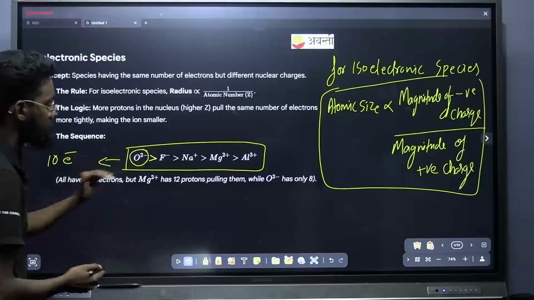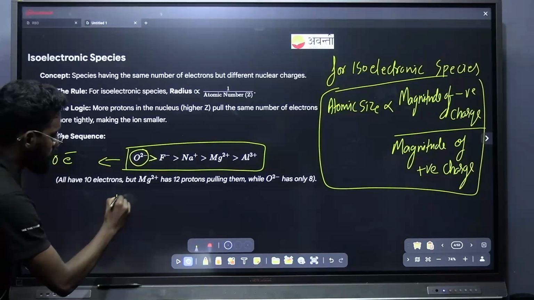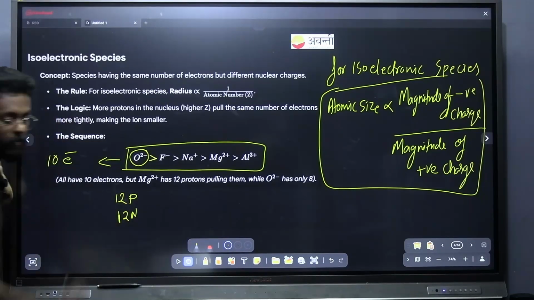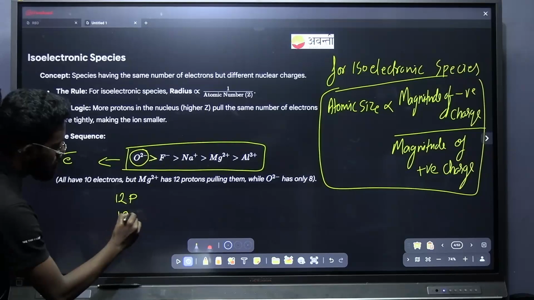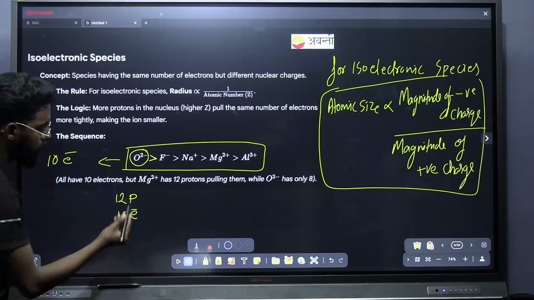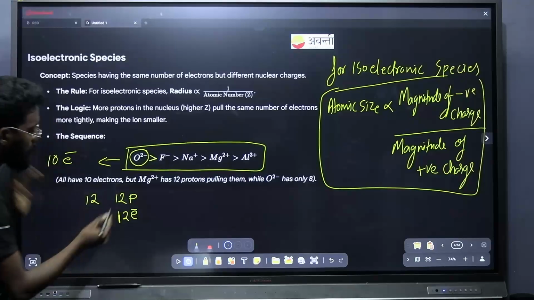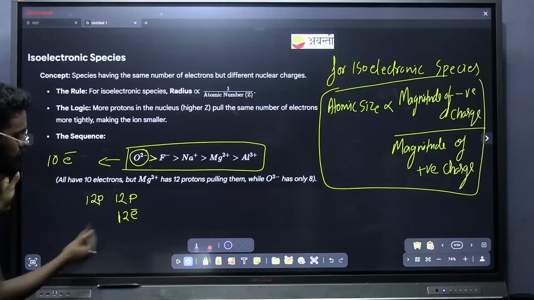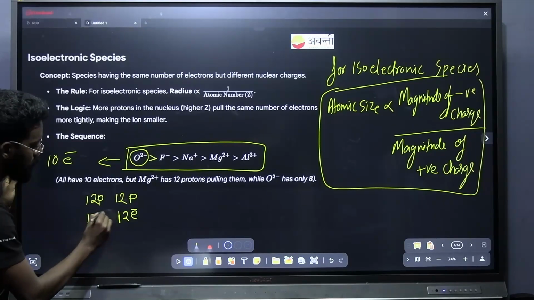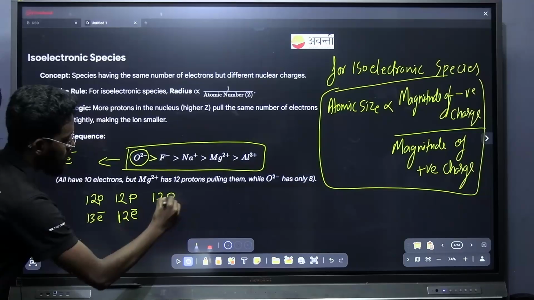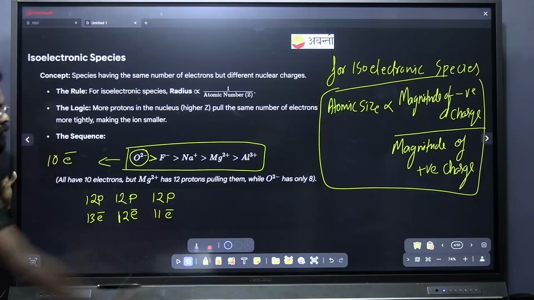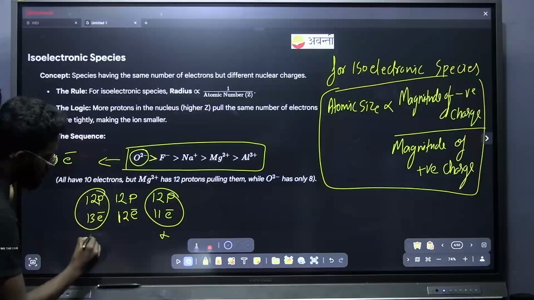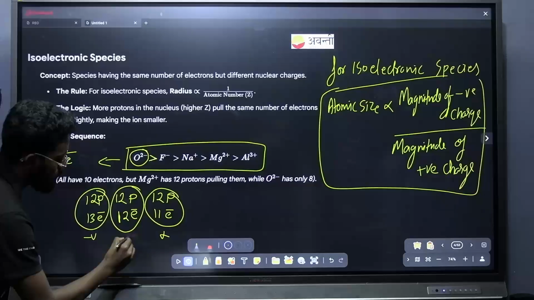Why is it happening? Suppose an atom has 12 protons and 12 electrons. I can make that atom an anion by adding one more electron, making 13 electrons, and a cation by removing one electron. Now this is the cation, this is the anion, and this is the neutral atom.